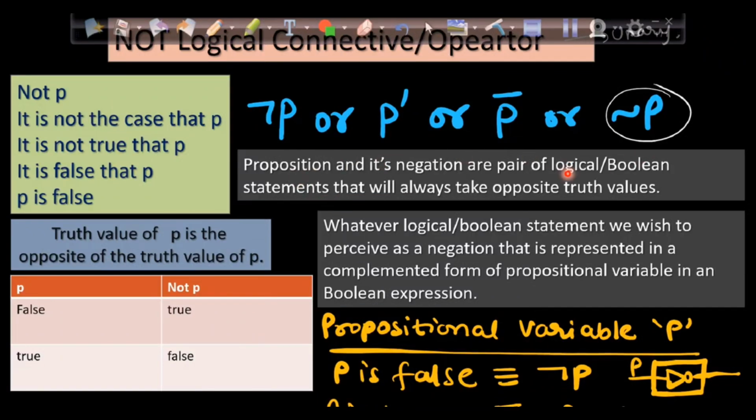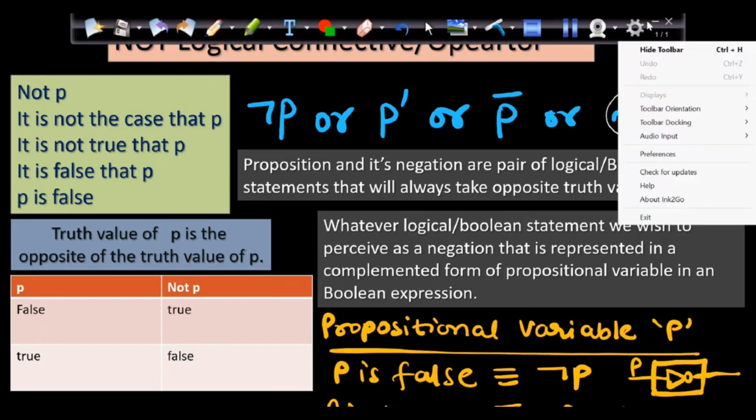A proposition and its negation are a pair of Boolean statements that will always take opposite truth values, because they are opposing. I have discussed this so far. So the truth table is simply an inversion: if it is false it will be true, and if it is true it is false. That's why we also call this not logical operator an inverter.